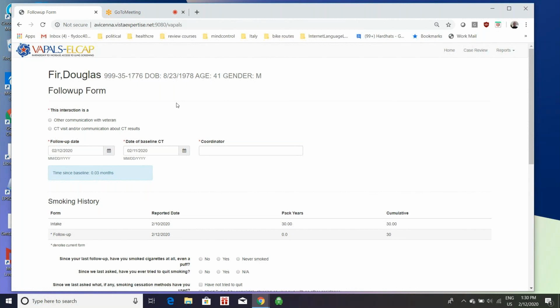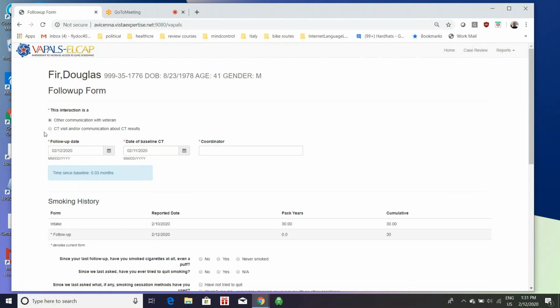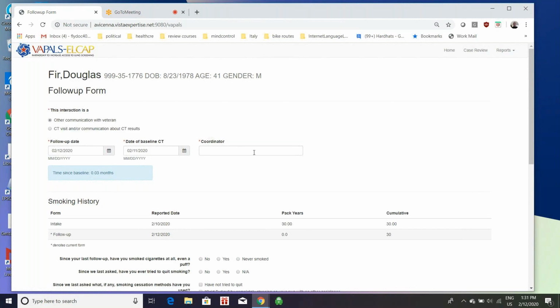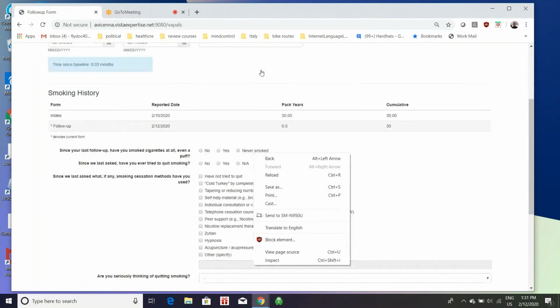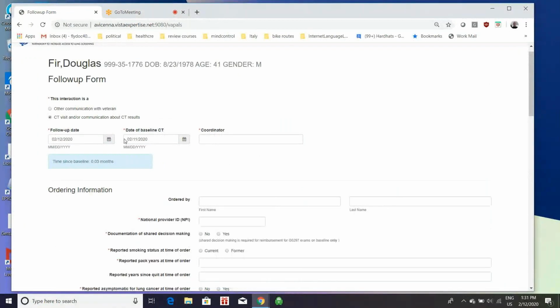So this is the new follow-up form. In the new follow-up form, there's 2 different formats to it. It serves dual purposes. The first is just for communication. If you didn't have CT scan results to document for the patient, but you did have a discussion with the patient about their smoking, you can select the first radio box there. What options you get on the form are very much dependent on which of these 2 boxes you check. In fact, you can only get one of 2 different types of note. You're either going to get a communication note, or you're going to get a CT follow-up note.